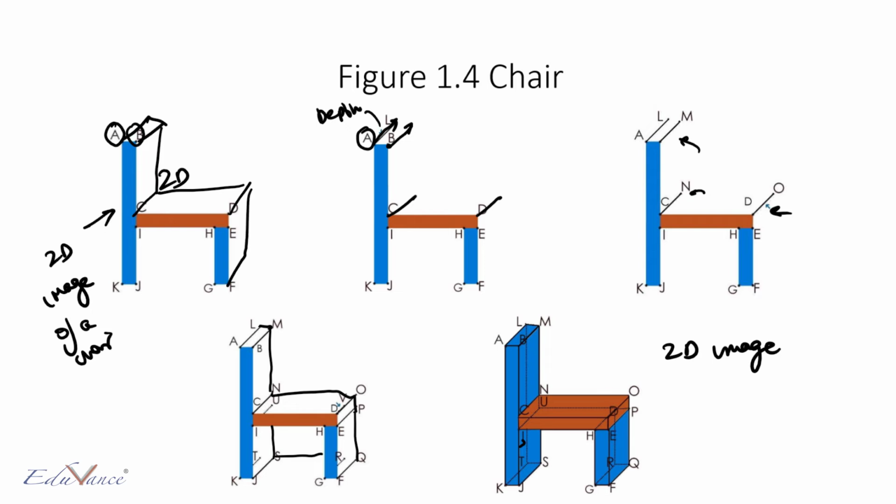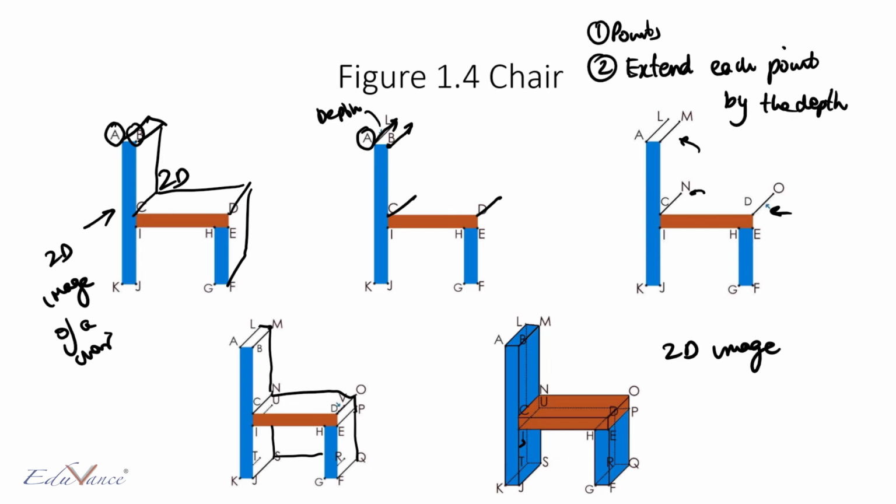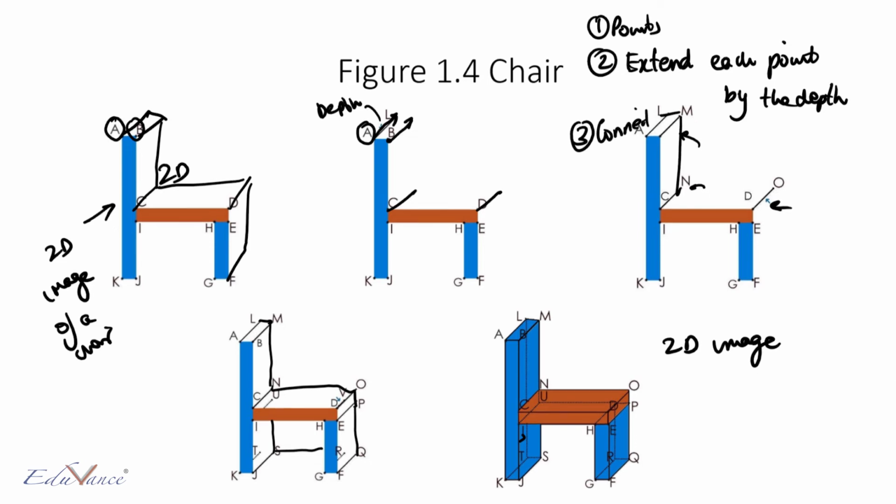So it's in 3 simple steps. You first identify the points. Second, you extend each point by the depth that you want. And then third, you connect them. So the third step is connect. It's a 3-step process, which is very simple.